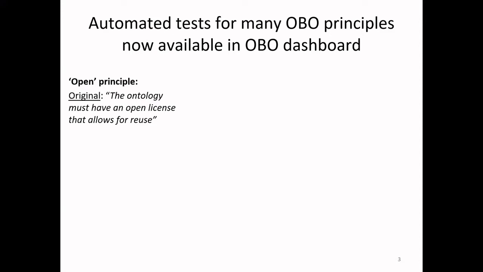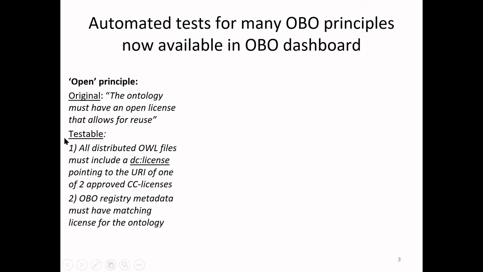Now, the problem with that is then you have ultimately the argument of what is an open license. And there's people who care a lot about licenses and know a lot about them, and many others who just say, just tell me what to use. So the testable formulation of this principle is that all the distributed OWL files of an ontology must include a DC license annotation property that points to the URI of one of two approved CC licenses. The second part of this testable formulation is that the OBO registry, which collects metadata for all the OBO ontologies, must have a matching license for the ontology that matches what's in the DC file.